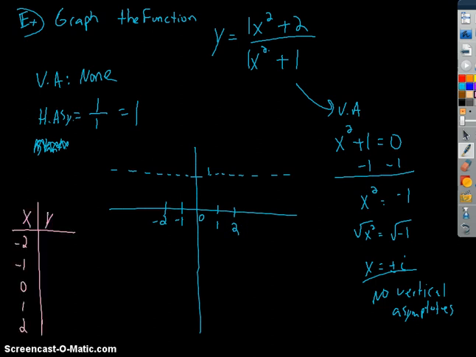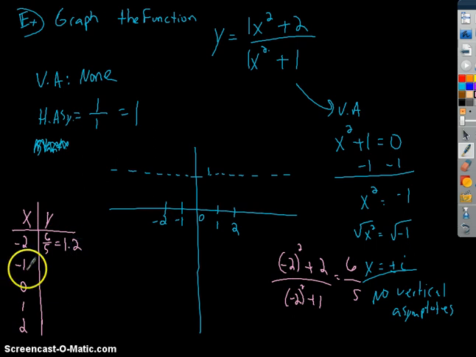So let's see what the output is at -2. So in input -2, I should have -2 squared plus 2 all over -2 squared plus 1. This is 4 plus 2, so it's 6. 4 plus 1 is 5. So at -2, my output's 6 over 5. Practical purposes, because I like decimals when I'm trying to graph, I'm going to call that 1.2. Pretty much what 6 over 5 is.